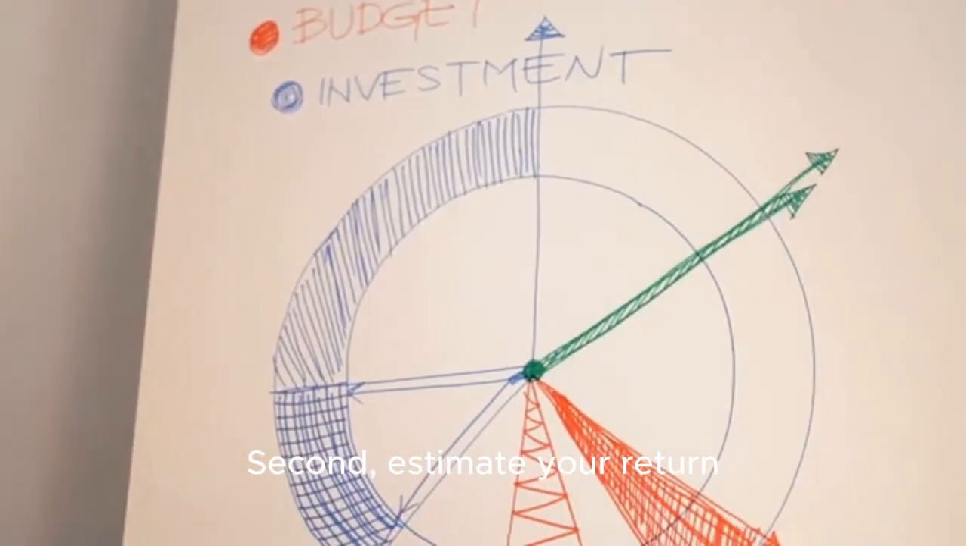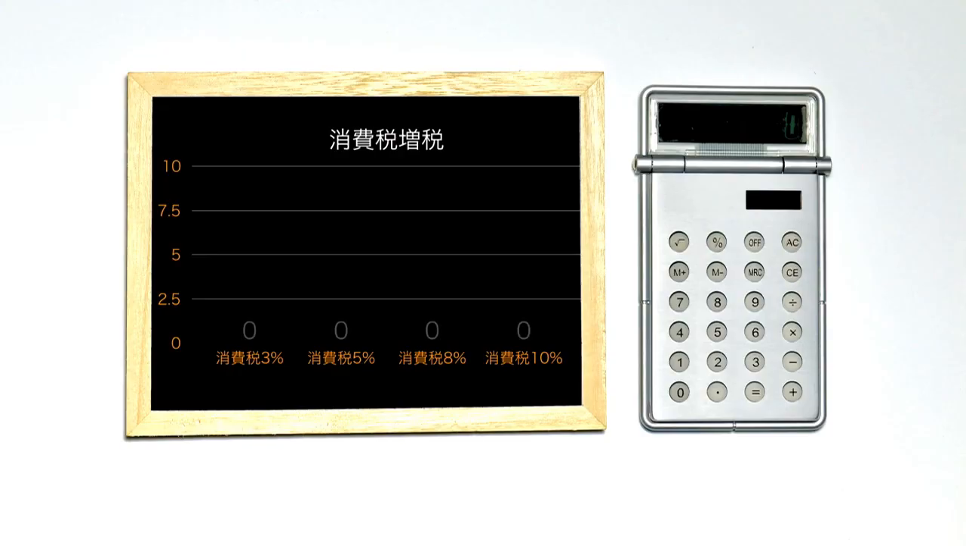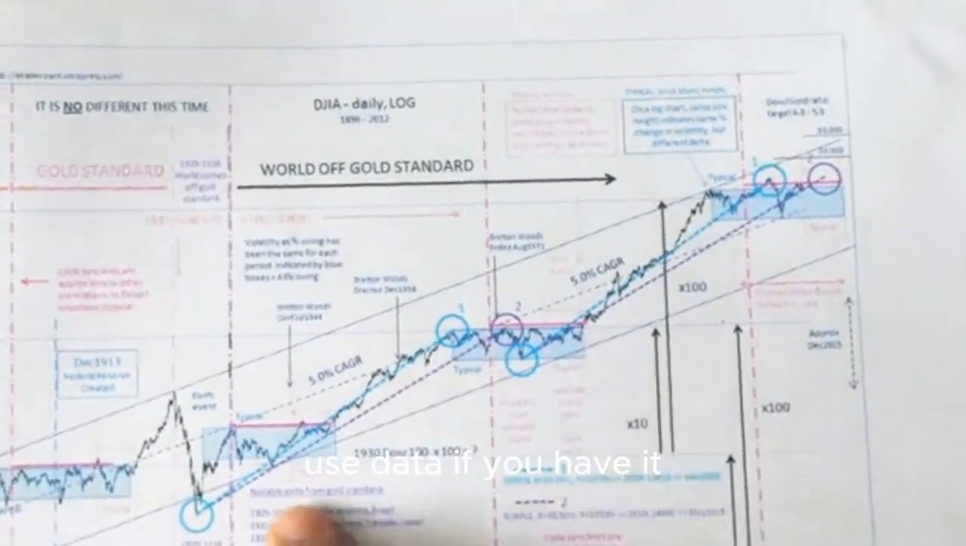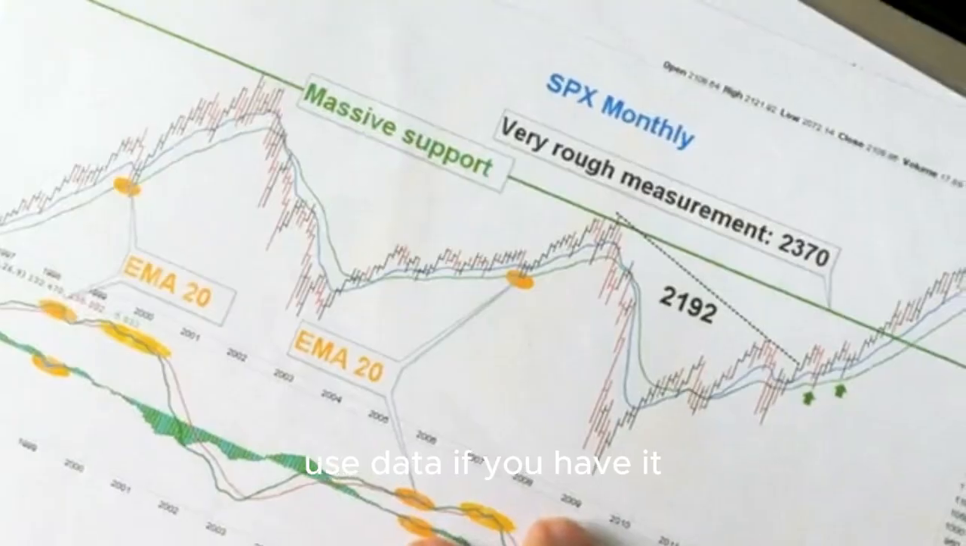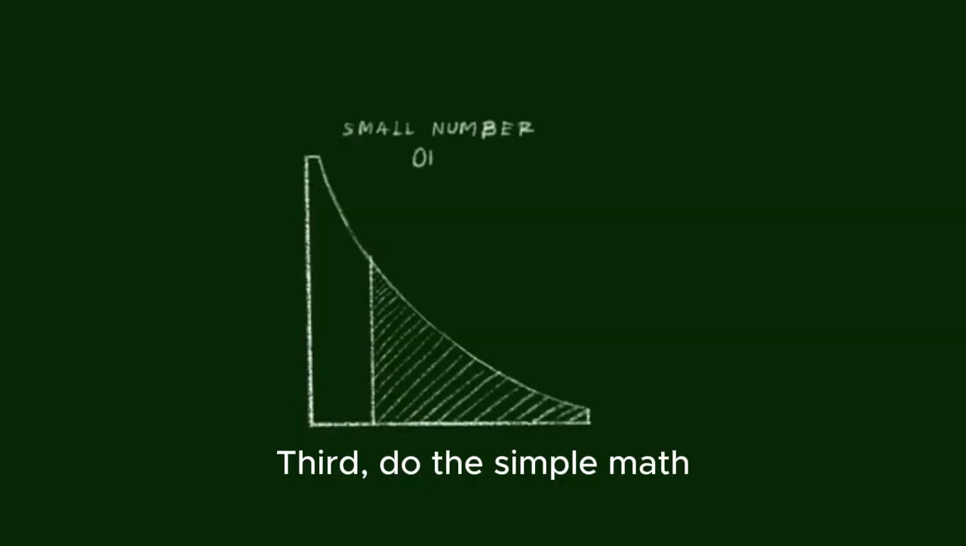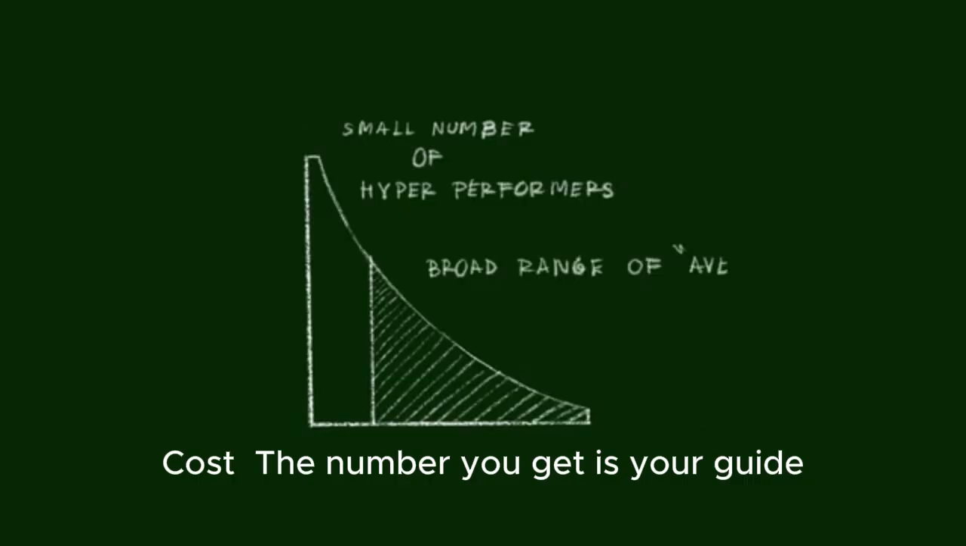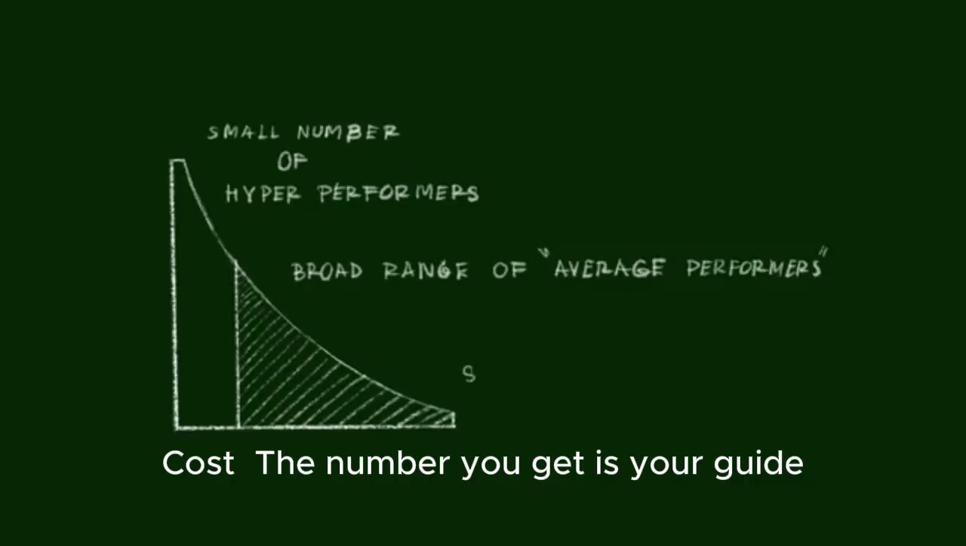Second, estimate your return. What financial gain or savings will this generate? Be realistic. Don't just hope for the best. Use data if you have it. Third, do the simple math. Net profit divided by cost. The number you get is your guide.